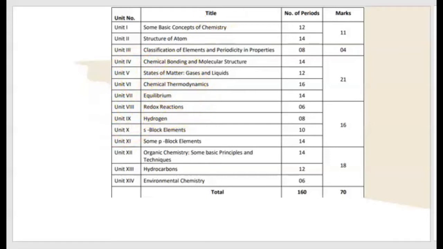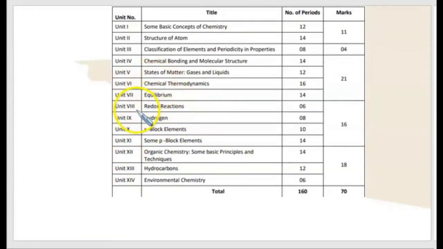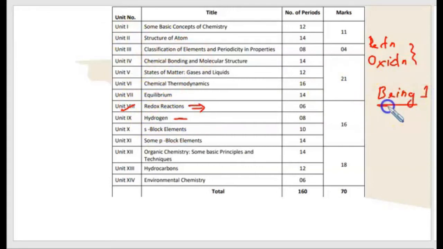Coming to part 2, you are going to study about redox reactions. You have already studied what a redox reaction is: reduction and oxidation taking place simultaneously together is called a redox reaction. Next, unit 9, you're going to study hydrogen. Hydrogen being the first element, what are the characteristics of hydrogen, how can we prepare hydrogen, etc.